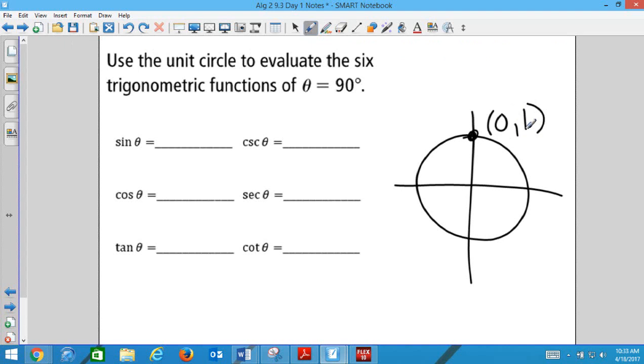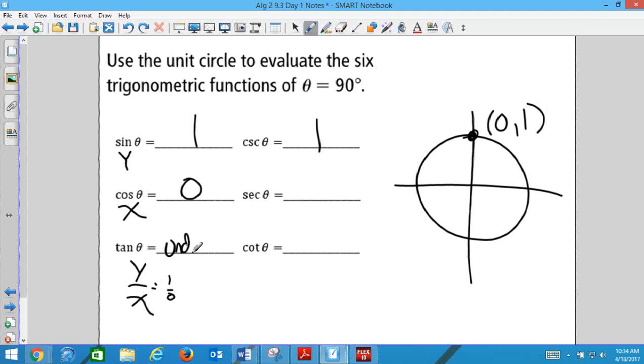Okay, so the sine is y. The sine is 1. And the cosine is x, 0. So 0. And the tangent is y over x, so we do 1 over 0.